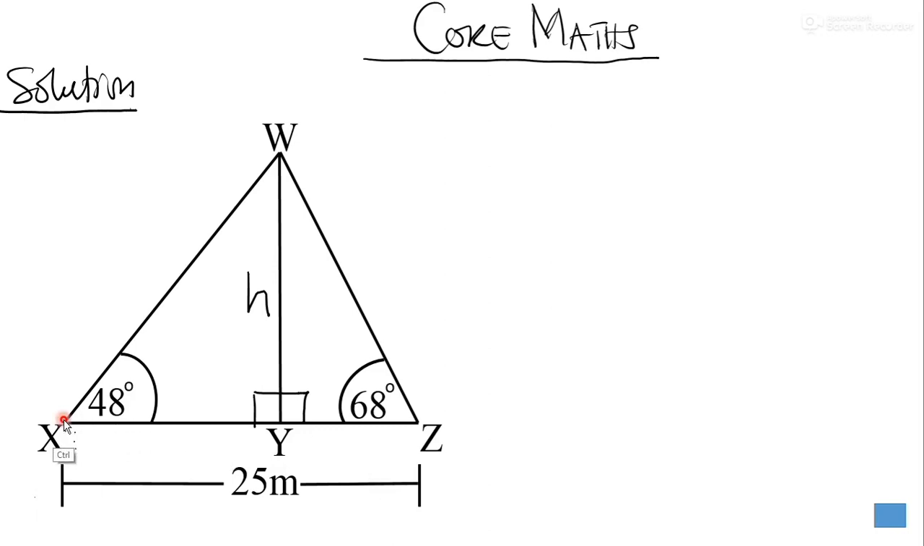Now you realize that the distance between XY was not given, and the distance between YZ was also not given. But we'll find them in terms of H. We'll find the distance between X and Y and then Y and Z in terms of H, then add them and equate to 25. We'll simplify and we'll be able to get the value of H. So now let's proceed.